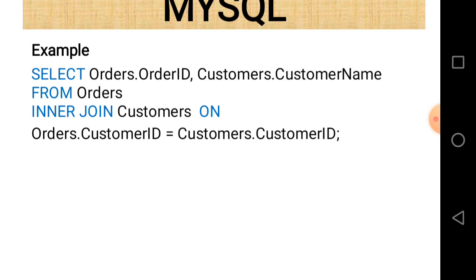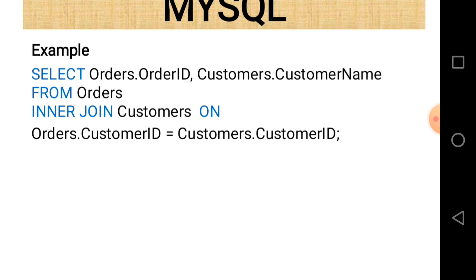After on, we can write the condition. Here the condition is orders dot customer id is equal to customers dot customer id. One thing you notice here is that customer id is common to both tables, so just write orders dot customer id equal to customers dot customer id, where orders and customers are two different tables. The first table is orders and the second table is customers, and customer id is a common column name to both these tables.